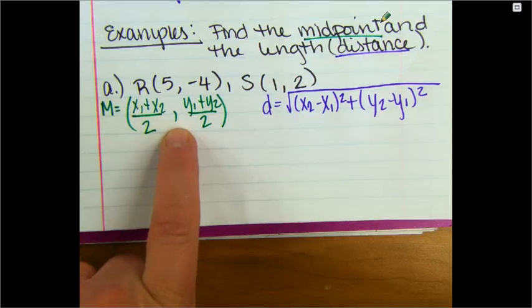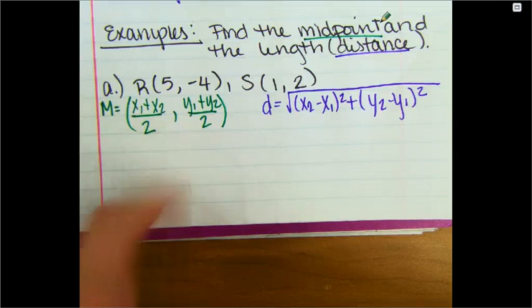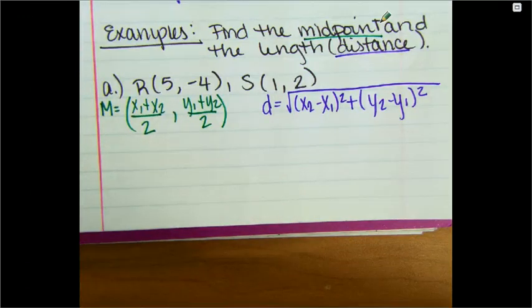This is a comma, because it's an ordered pair. So there's going to be 2 answers. Midpoint, is it a point? If it's a point, does it have an x and a y? Yeah, so here's your x, this is your y.